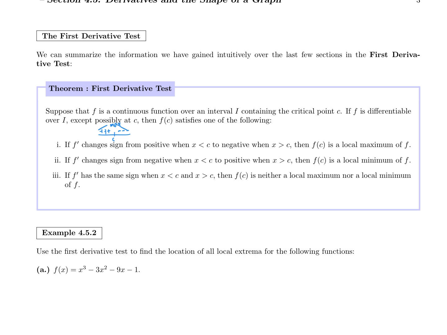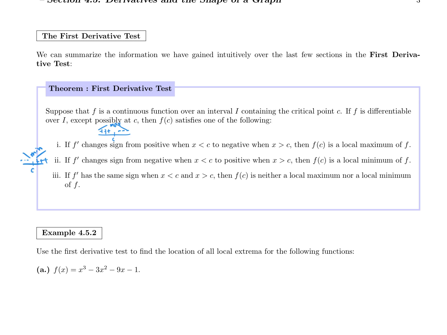If f prime changes sign from negative when x is less than C to positive when x is greater than C, then it has a local minimum. And this is by the same line of thinking. When x is less than C, we have negative and decreasing. And then to the right of it, we have positive and increasing, which definitely gives us a min, even visually.